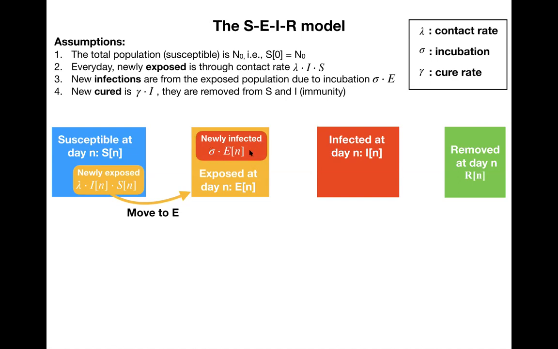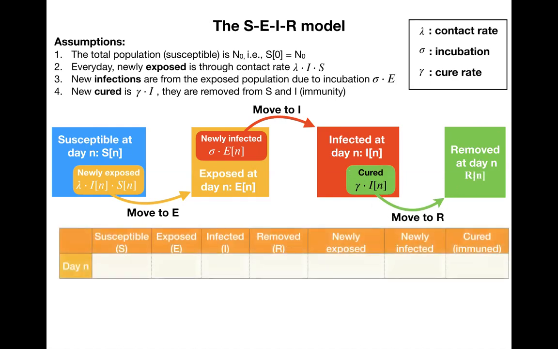So the newly infected become part of the infected population from the exposed population. For the infected population, as we did before, gamma times I gets cured, so these are removed from the story. In the susceptible population, you remove this population. For the exposed, you add this population and remove that population. For the infected, you add sigma times E but remove gamma times I. And for the removed, you just add that one, right?